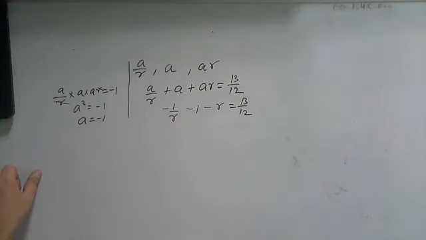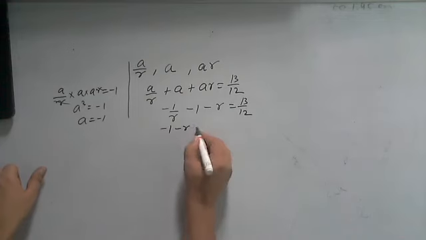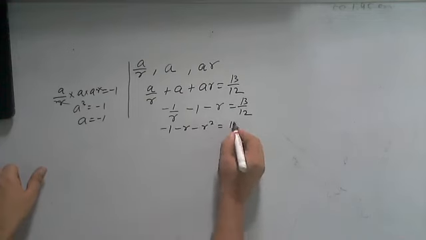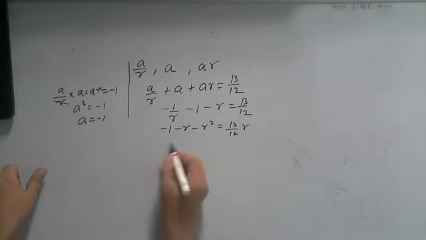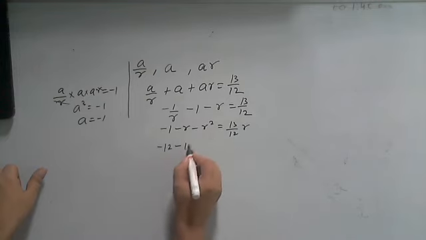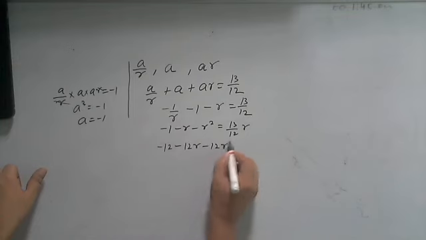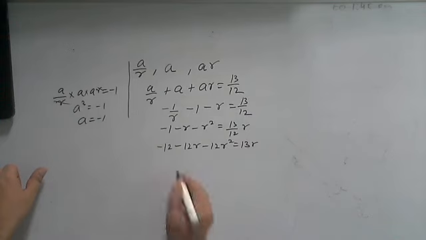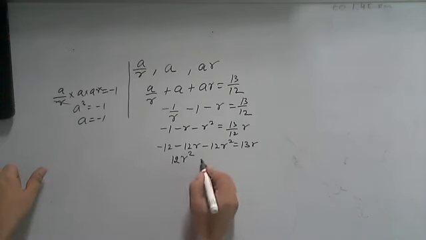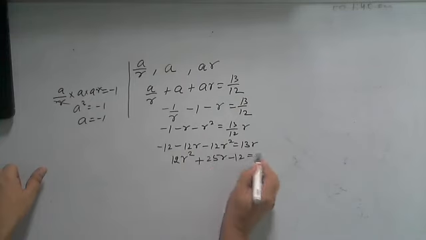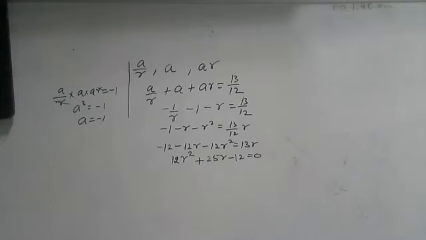Now let us solve this. It gives you -1 minus r square is equal to 13/12r, multiplied by 12: -12 minus 12r square is equal to 13r. It will give us a quadratic equation, that is 12r square plus 13 and 12, 25r plus 12 is equal to 0. Now you must know how to solve a quadratic equation.